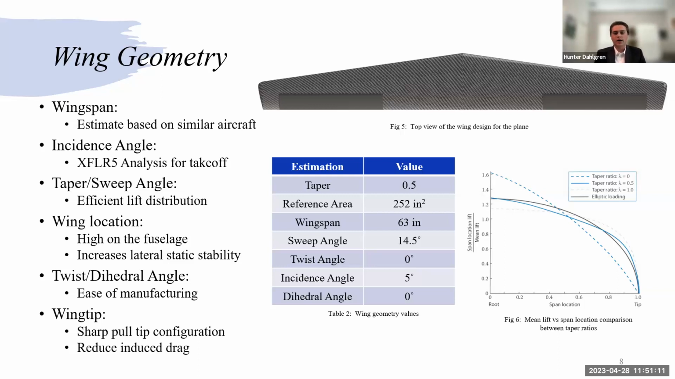We chose to put the wing high on the fuselage in order to increase the lateral static stability. And in doing so, that meant we didn't have to add dihedral, because dihedral also increases lateral static stability. And without dihedral or twist, we were able to make manufacturing easier. And to reduce drag, we added sharp wing tips. Next slide, please.